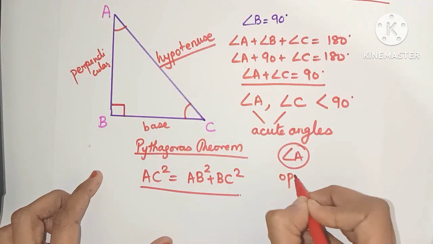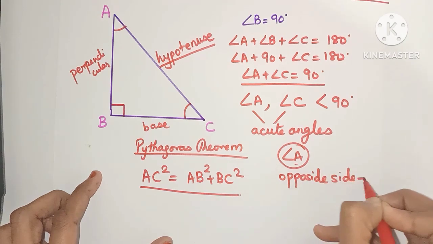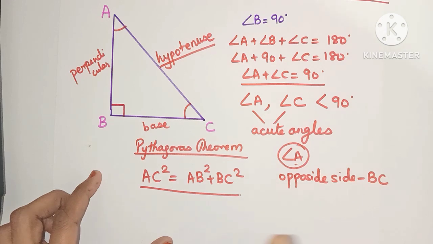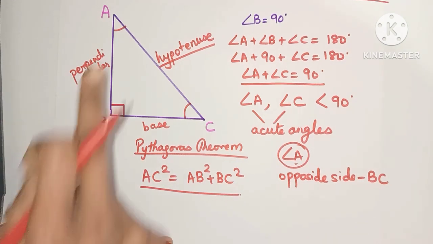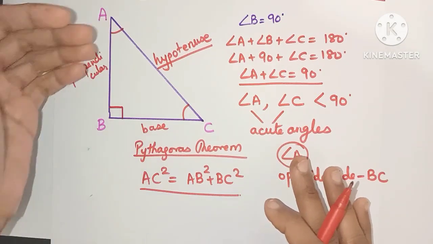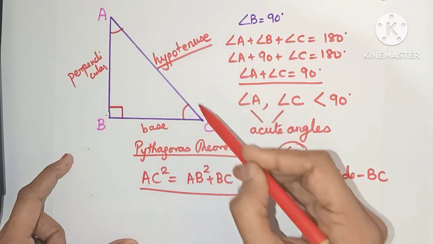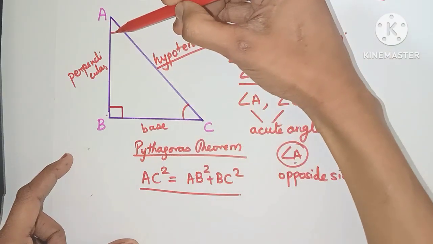So can I say that the opposite side for angle A is BC, right? What will be the adjacent side for angle A? Now, adjacent side means the side should be next to the angle. So I can see two sides, AB and AC, both are adjacent to angle A.